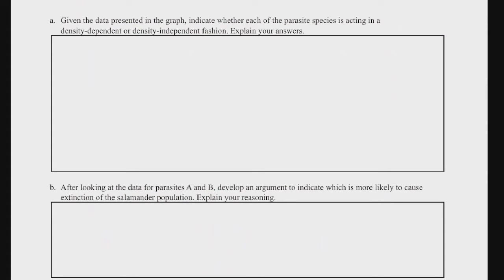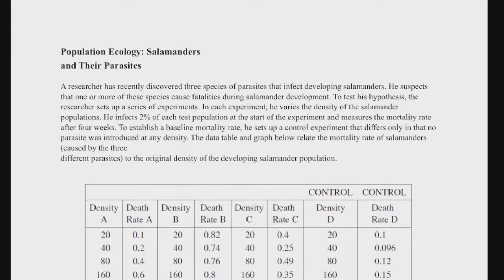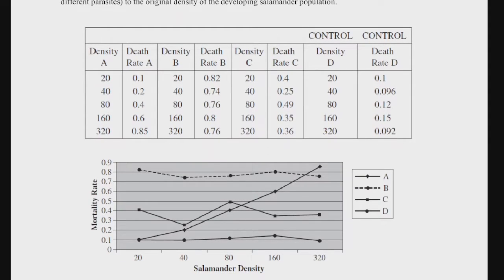So A, given the data presented in the graph, indicate whether each of the parasite species is acting in a density dependent or density independent fashion. So we previously talked about density dependency and independency, meaning that when density increases, something either decreases or increases. That's density dependent. So when the density changes, that factor changes. Independent means that no matter the density, it stays the same. So looking at this graph, we're going to continue.